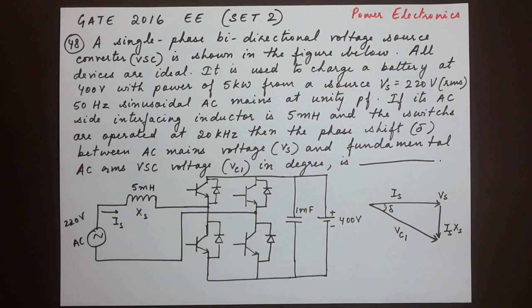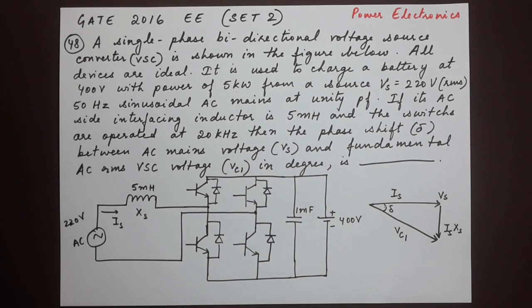Here's the next question, number 48. A single phase bidirectional voltage source converter VSC is shown on the figure below. All devices are ideal. It is used to charge a battery at 400 volts with power of 5 kilowatts from a source Vs 220 V RMS 50 Hz sinusoidal AC mains at unity power factor. If its AC side interfacing inductor is 5 millihenry and the switches are operated at 20 kHz, then the phase shift delta between AC mains voltage and fundamental AC RMS voltage in degrees is dash.